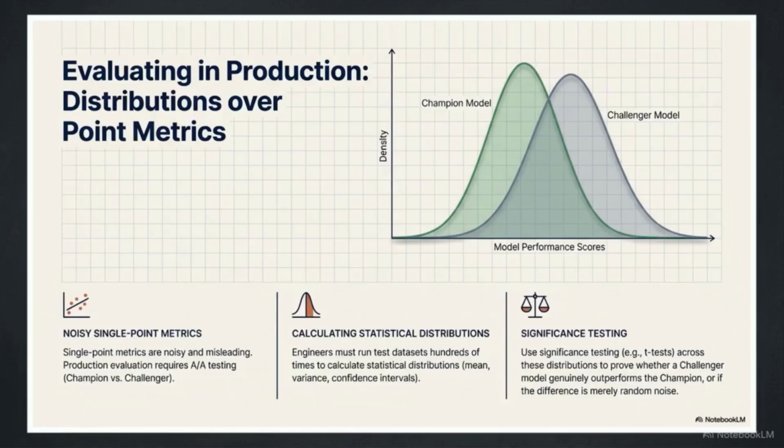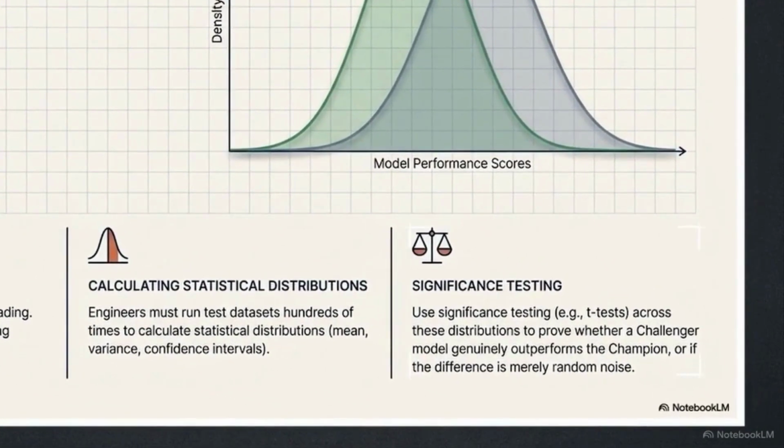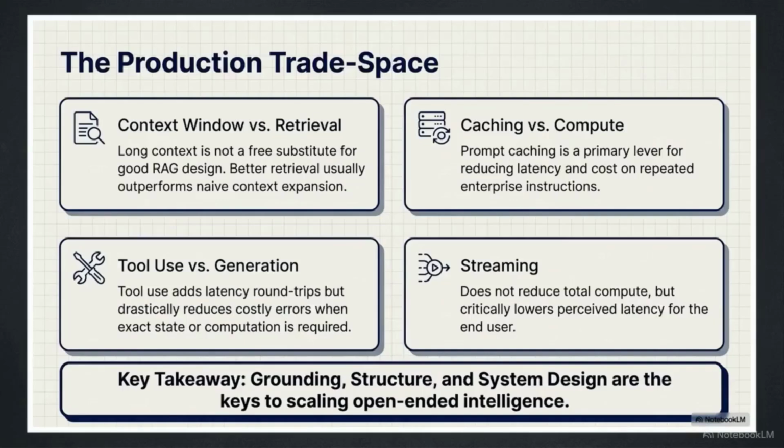This chart illustrates how engineers evaluate AI in production. They calculate statistical distributions over test runs, comparing a champion model against a challenger model. They apply significance testing to determine if results are caused by chance, proving if a new design genuinely outperforms the old. This grid outlines the daily reality of production architecture.